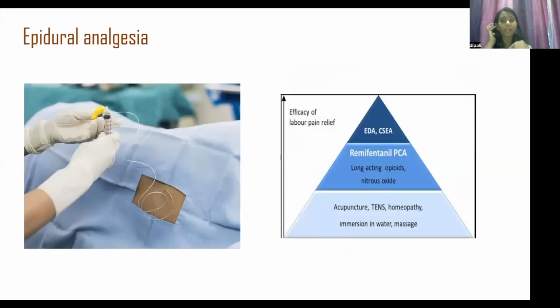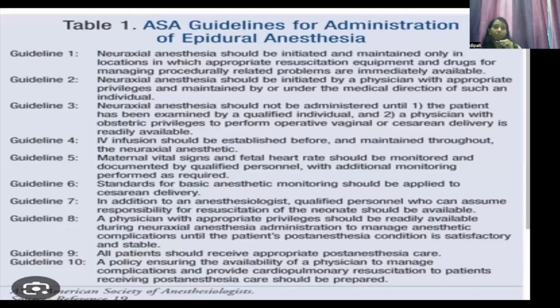Coming to epidural analgesia, among all the methods of labor analgesia, it is considered the best. If we see the efficacy pyramid, epidural is the best. ASA has provided certain guidelines to provide epidural analgesia. They propose that it should be initiated and maintained at a location where resuscitation equipment is available. It should be provided by an anesthetist and administered only after thorough clinical examination of the patient by an obstetrician who can perform operative vaginal delivery or cesarean section.